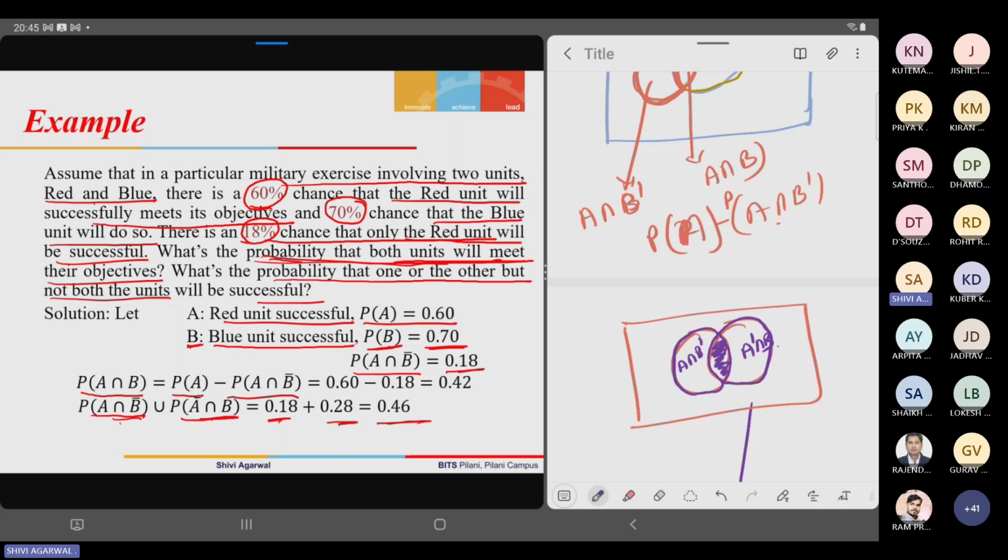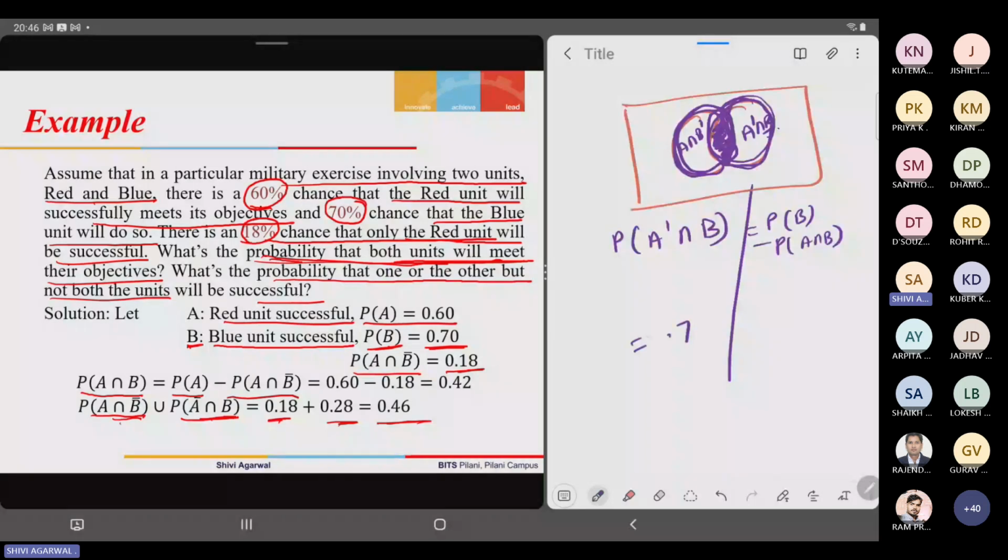In the Venn diagram, we can mark A, and from that we can find the probability of A. A is this complete circle. 0.28 is the probability of A complement intersection B. That is the probability of B minus the probability of A intersection B. B is completely this region, and we are subtracting this part. So the probability of B is 0.7 minus A intersection B, which you have already calculated, that is 0.42.